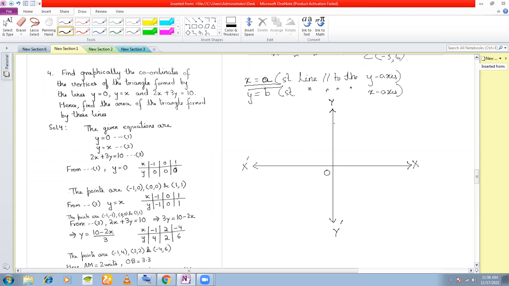The equation of the y-axis, remember, is x is equal to 0. So if I give you the straight line x is equal to 0, it means the y-axis. Similarly, you know that the equation of any straight line parallel to the x-axis is of the form y is equal to b. So if I ask you the equation of the x-axis, it should be y is equal to 0. Is this clear to everyone?